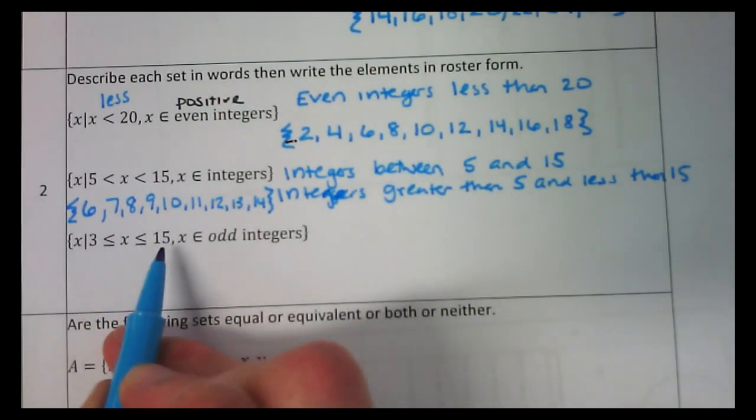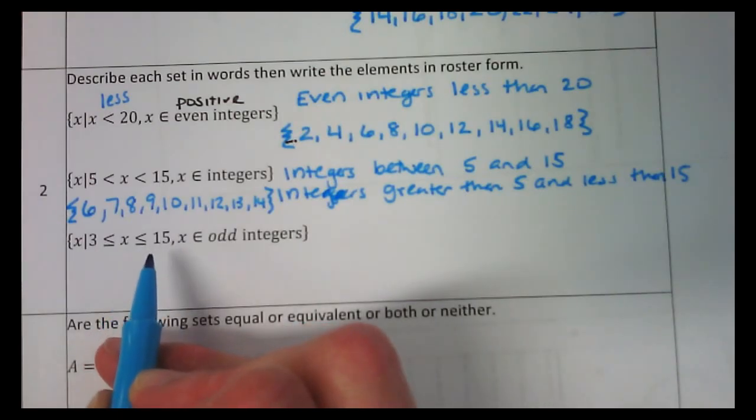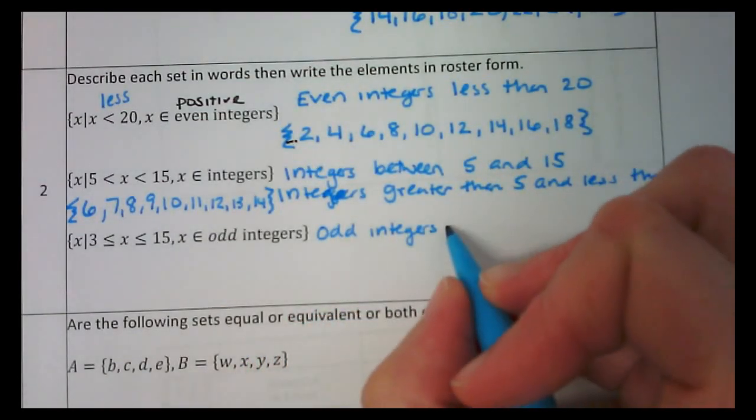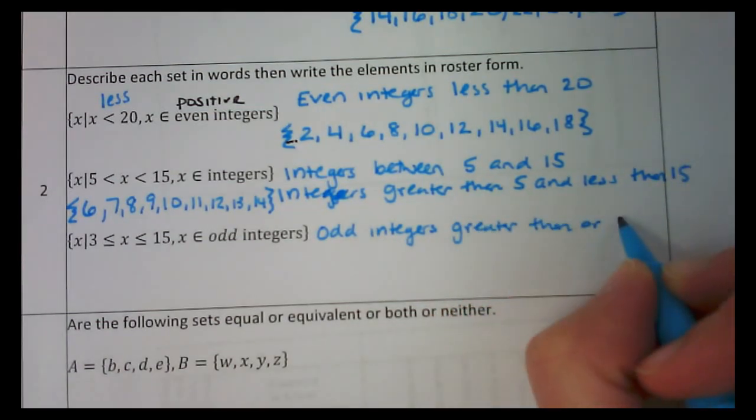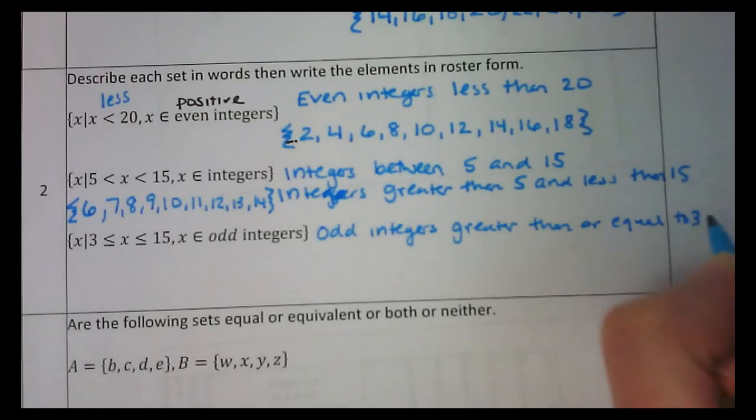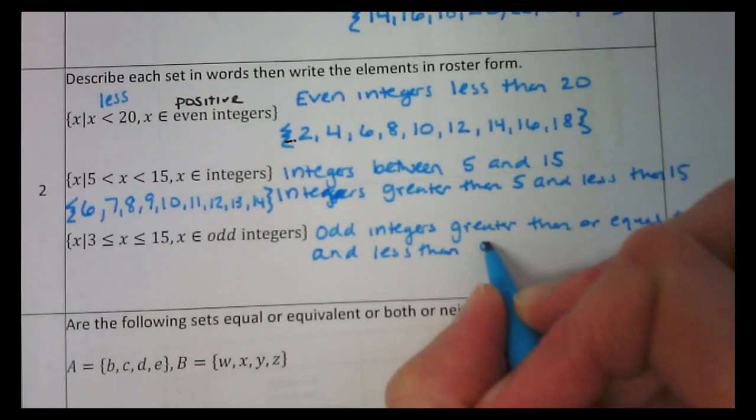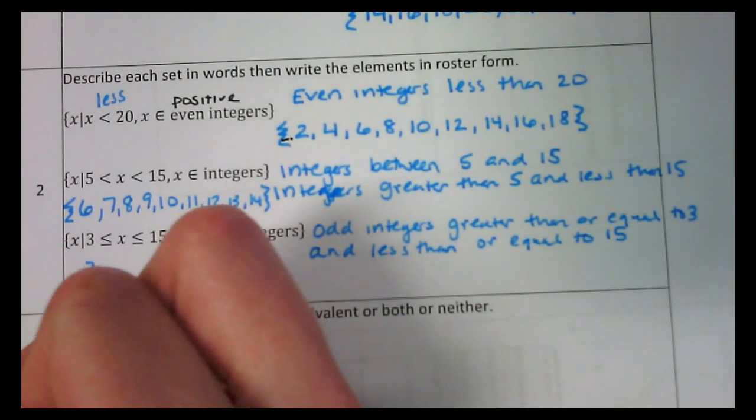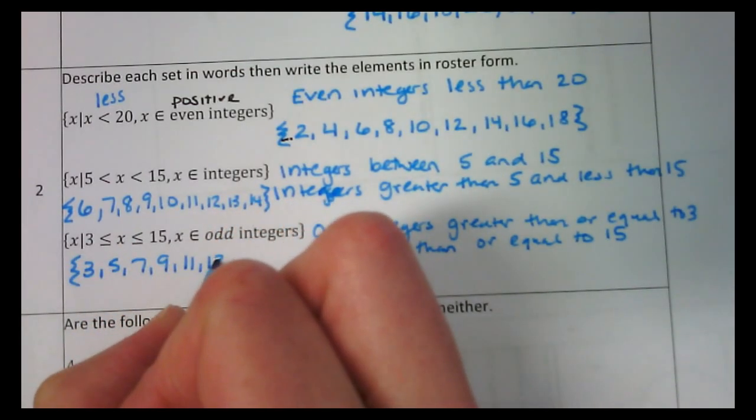Now these bars underneath here mean or equal to, so I do include those values. So this is going to be odd integers greater than or equal to 3 and less than or equal to 15. So 3, 5, 7, 9, 11, 13, and 15.